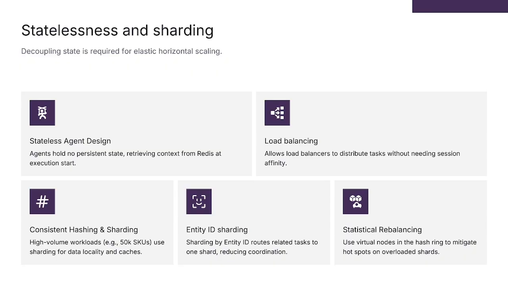This is why you should give the agent pool identity. Let each agent have their own identity so that tasks can be routed based on identity instead of randomly. This improves the coordination between the agents. We have statistical rebalancing: use virtual nodes in the hash ring to mitigate hot spots on overloaded shards. So these are ways that you can design for scalability in a multi-agent system.